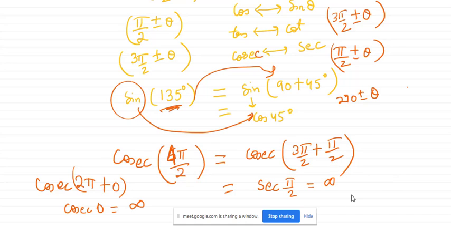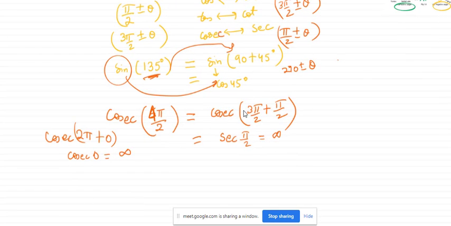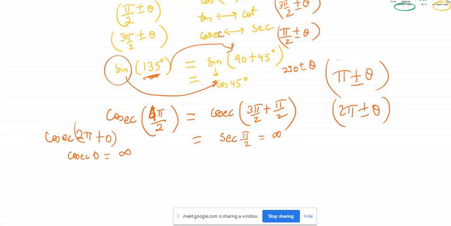Okay, so you see this: whenever you're taking 3 pi by 2 plus or minus theta, the cosec will change to sec. But if you are taking 180 plus or minus theta, or pi plus or minus theta, or 2 pi plus or minus theta, in that case the cosec will not change. It will remain the same. All the trigonometric ratios will remain the same only.